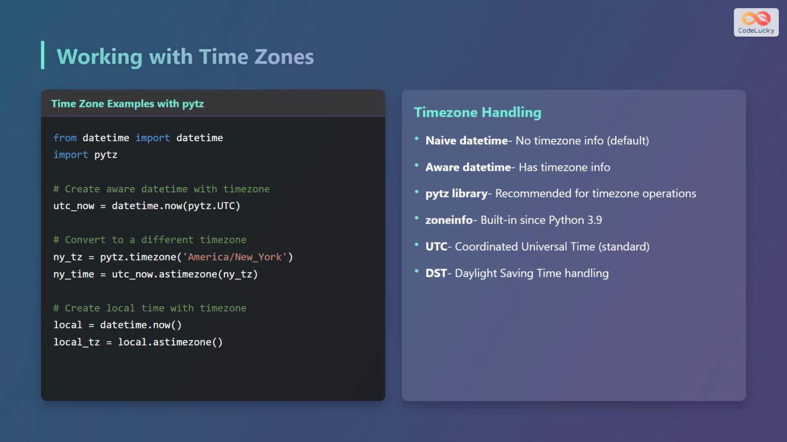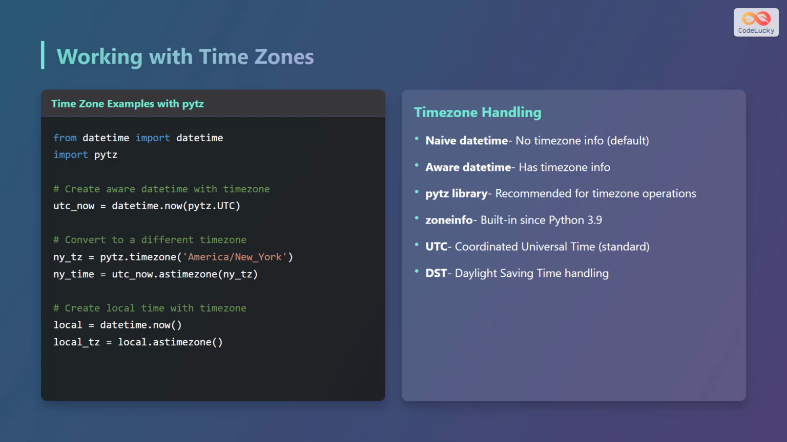Finally, let's explore how to work with time zones. A naive DateTime object has no time zone information, while an aware DateTime object has time zone information. For time zone operations, it's recommended to use the PyTZ library. You can create an aware DateTime object with a specified time zone using DateTime.Now(pytz.utc). To convert a DateTime object to a different time zone, you can use the astimezone method.